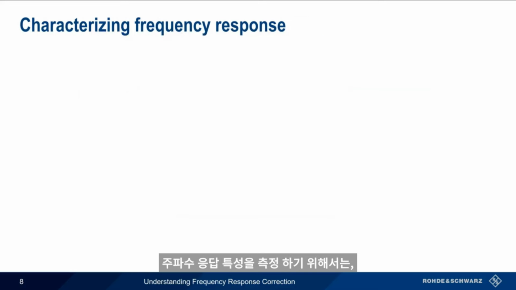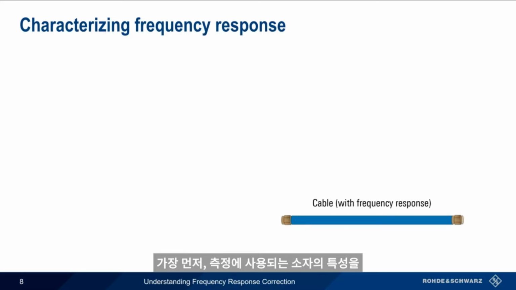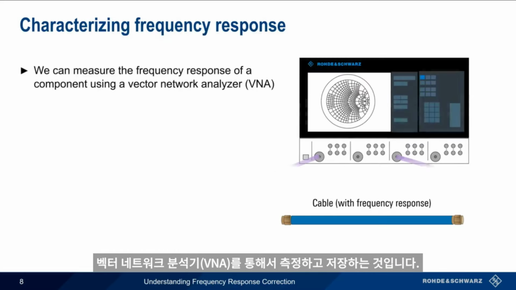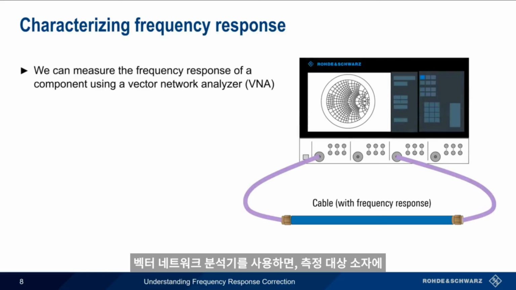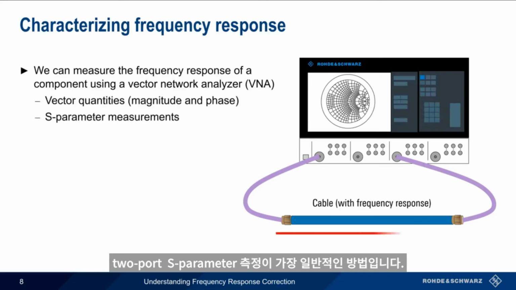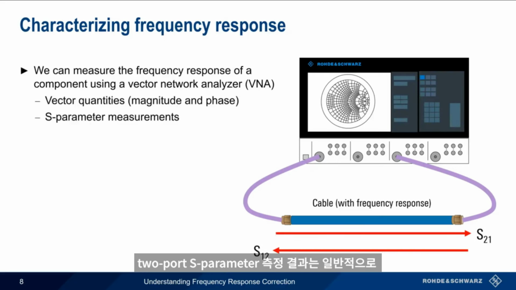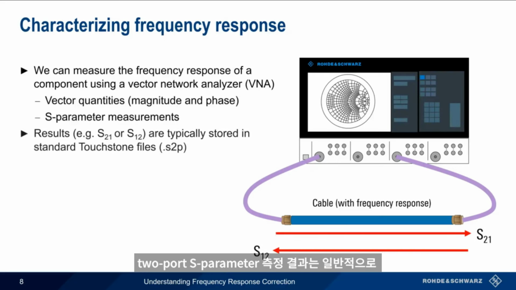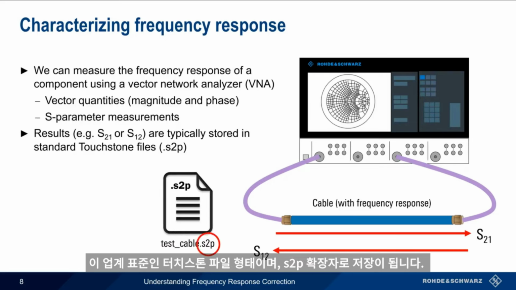So how do we correct this frequency response? The first step is characterizing and storing the frequency response of a given component, and this is done using a vector network analyzer, or VNA. The advantage to using a vector network analyzer is that it can measure vector quantities, that is, both the magnitude and the phase, as a function of frequency. Since the signal is passing through these components, two-port S-parameter measurements are the most common. These S-parameter measurements are then typically stored using the industry standard Touchstone file format. For two-port measurements, the results would be stored in a file with the extension S2P.